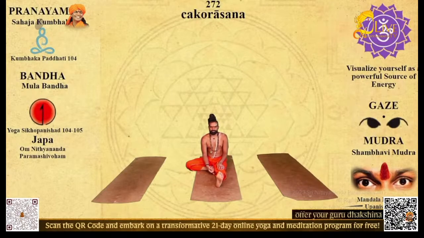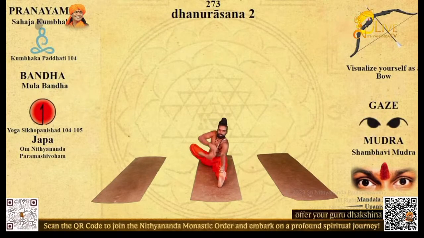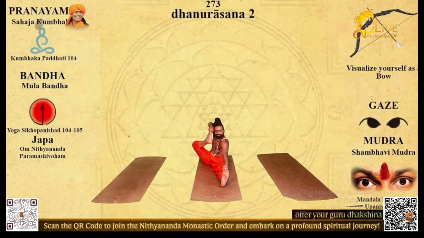The next asana is Dhanurasana 2. Now hold both big toes in Prana Mudra and pull the other foot towards your ear as you visualize yourself as a bow.